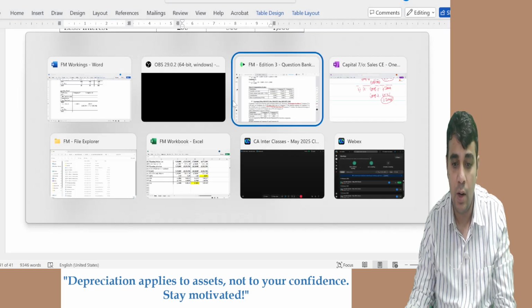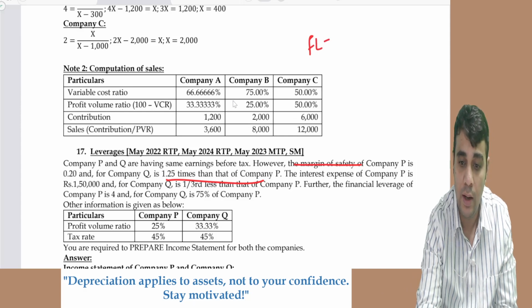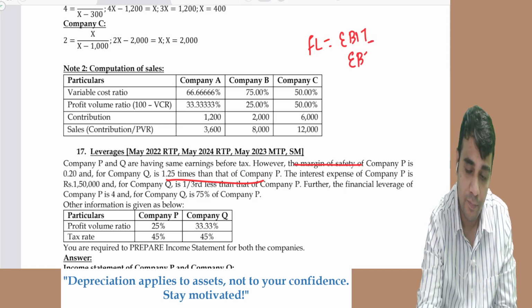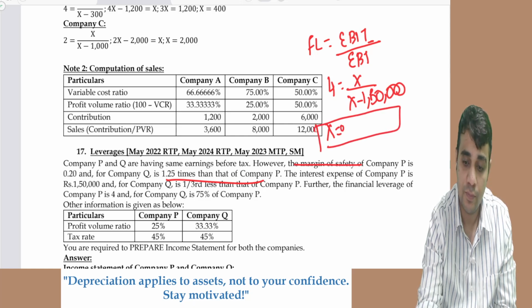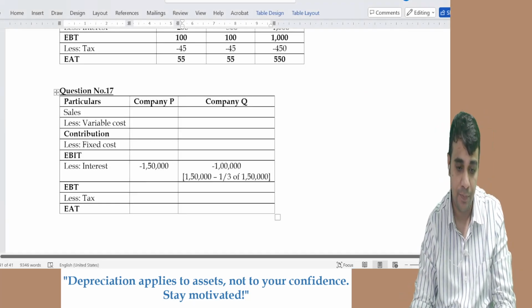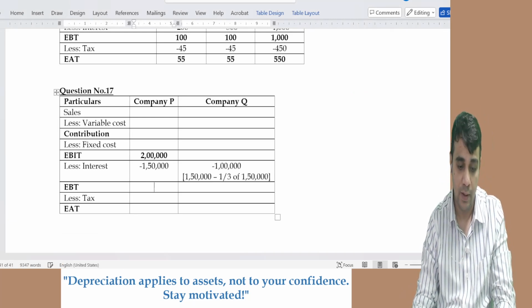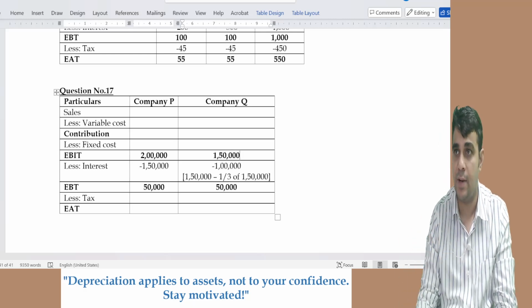So first I wanted to use the financial leverage data for the first company. FL is equal to EBIT by EBT. FL was 4, so x divided by x minus 150. X is equal to how much? I will not do the calculation for the second company. I don't need it also. The reason is, even if you had done x divided by x minus 1 lakh, you would have got the same answer, 150.